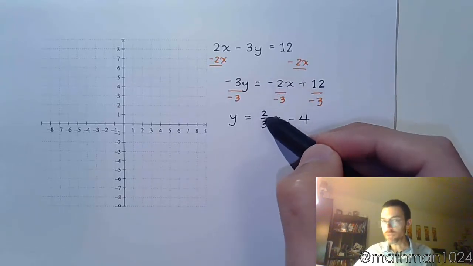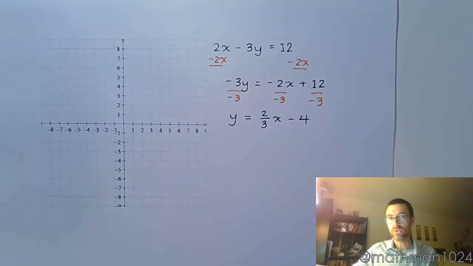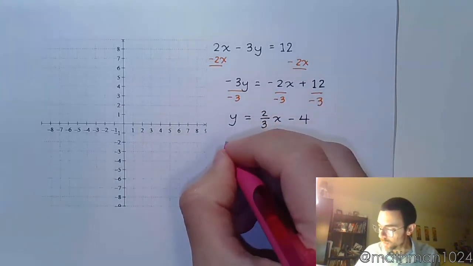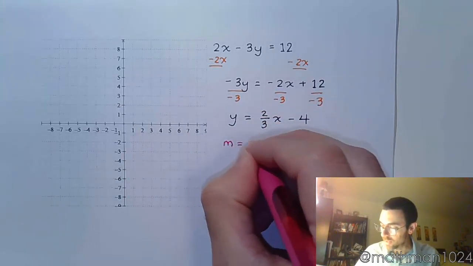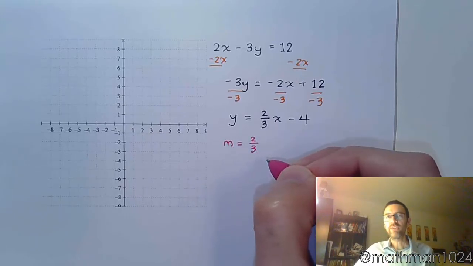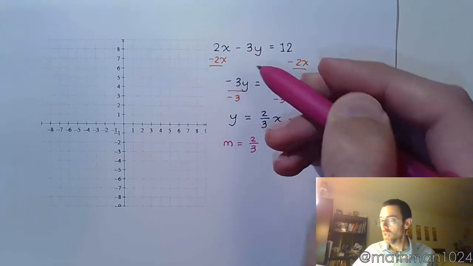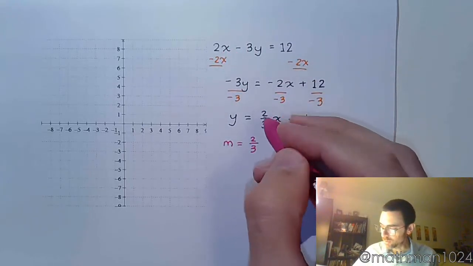Negative divided by negative is a positive, and a positive divided by negative is a negative, so please make sure you pay attention to your signs. Now that we are in slope-intercept form, we can clearly see that our slope is that coefficient of x now, which is 2/3. We could not have pulled off the slope from the very beginning because we didn't have this solved for y. Now that we do, this is my slope.